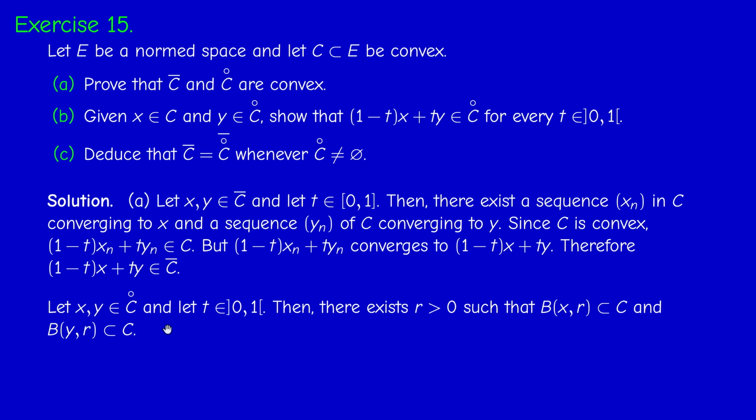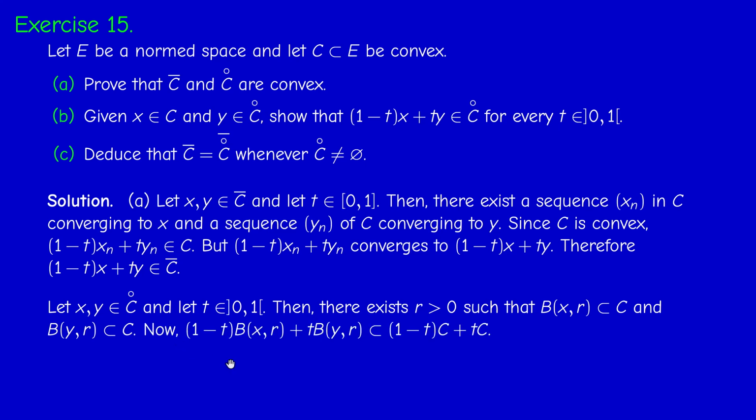So if x is in the interior, then there exists a ball around x totally contained in C. Okay, this is by definition of an open set. And similarly, if there is an open ball of center y, now I can take the same radius, because if here I have a radius r1 and here a radius r2, I take the minimum between the two. So I can take the same radius, if you like, by shrinking the ball if necessary.